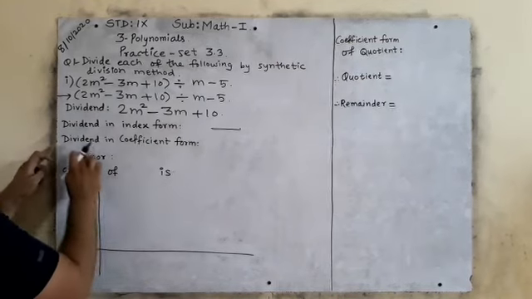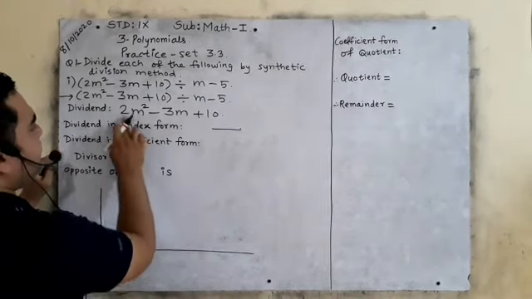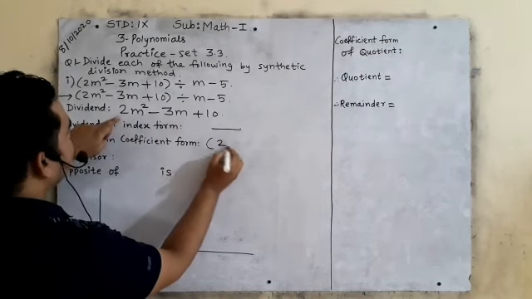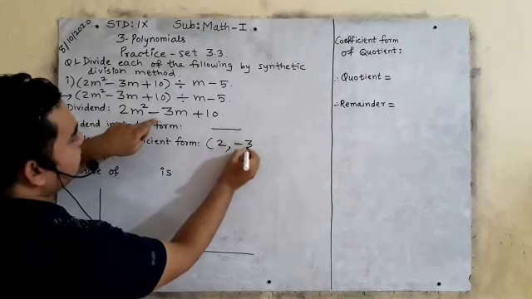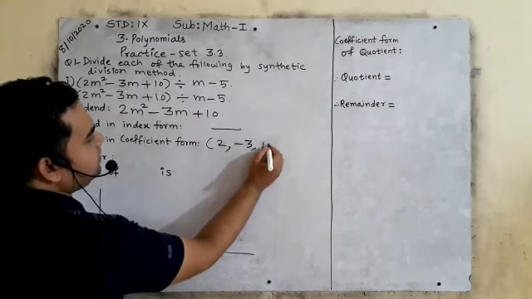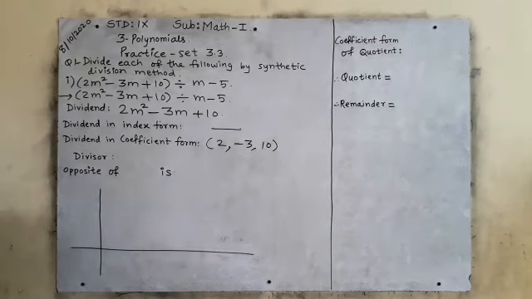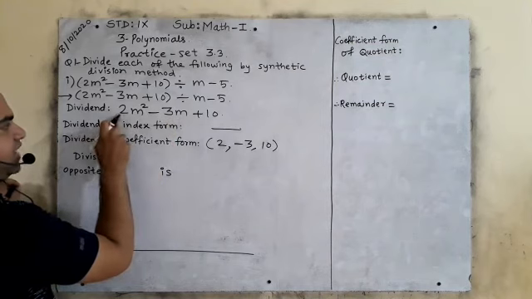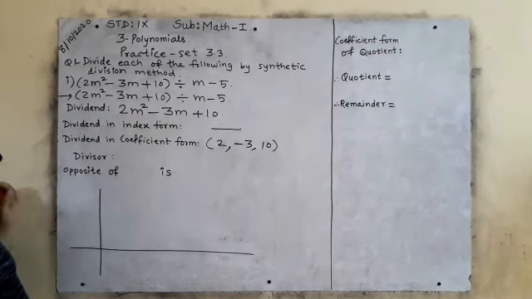बराबर है. Now dividend in the coefficient form. Write the coefficient of this polynomial. What is the coefficient here? 2. What is here? Minus 3. What is here? 10. Okay, so these are the coefficients. m is the only variable and 2, minus 3 and 10 are coefficients.